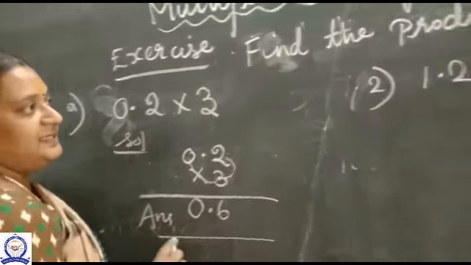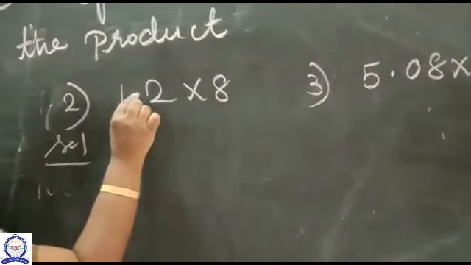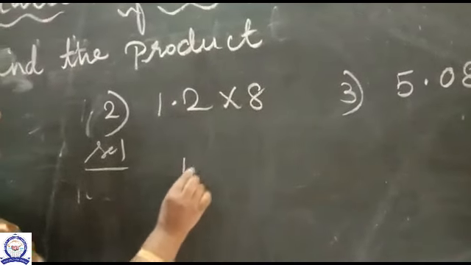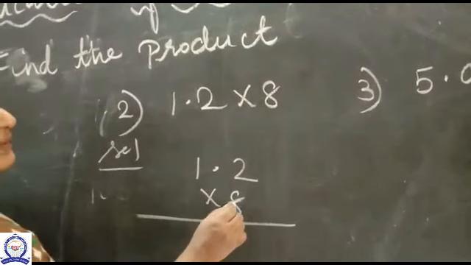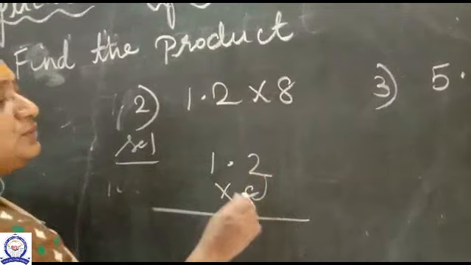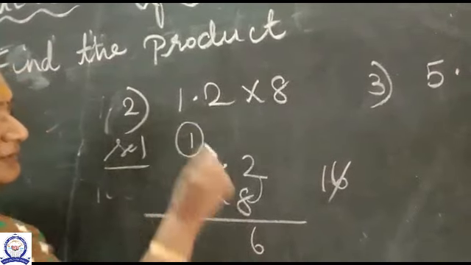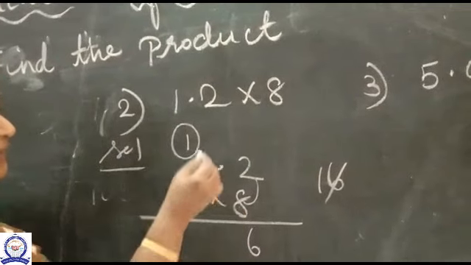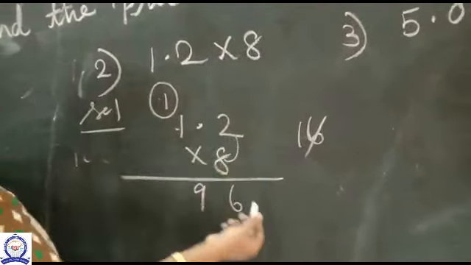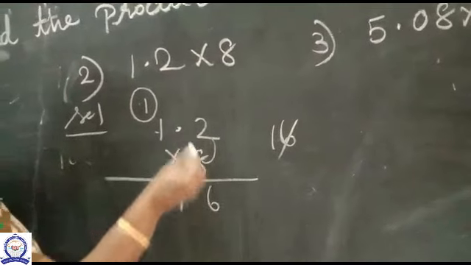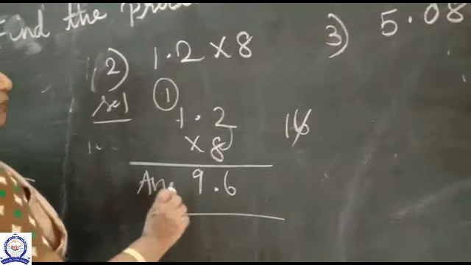Similarly, let us see the second sum. Solution, 1.2 into 8. As usual multiplication. So 8 2s are 16. So you write 6, 1 carry over. So again 8 1s are 8. 8 plus 1 is 9. So where do we have to put the point? Only one place, isn't it? So from backward you keep the point here. So the answer is 9.6.